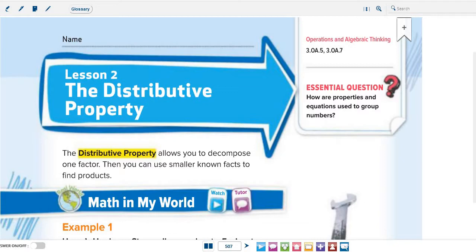Our lesson today is the distributive property. You know that we can use smaller known facts to find products. We can do this by using the distributive property. The distributive property allows you to decompose one factor into two addends.